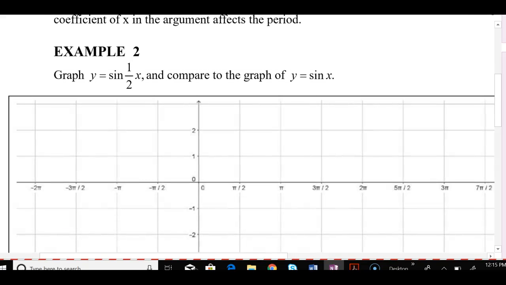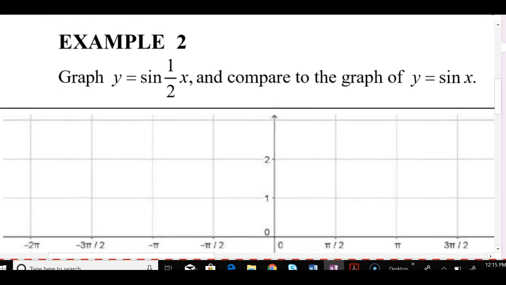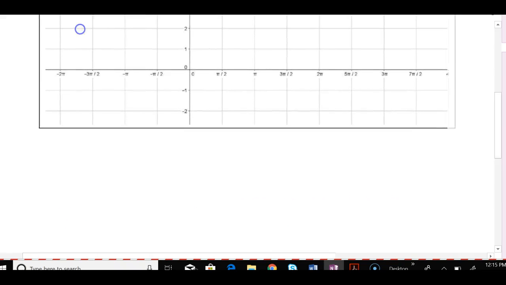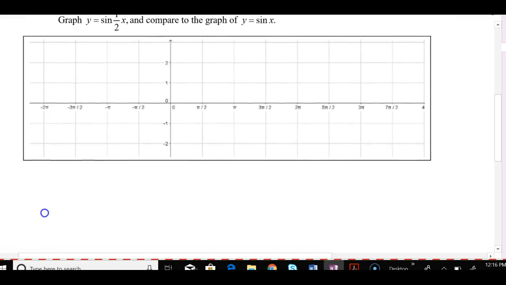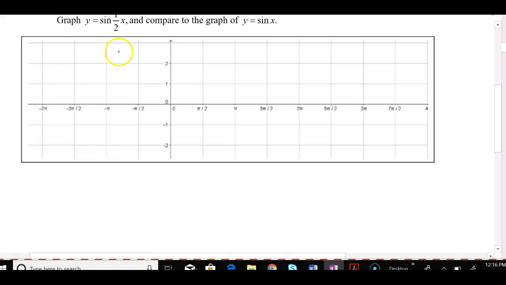Now, on the next example, look at the placement of the half this time. Now it's not in front of the function, it's inside the function, together with x. So now here, this 1/2 affects the x values, versus before it affected the y values. So let's see what happens. Yeah, it'll do something to it, yes.